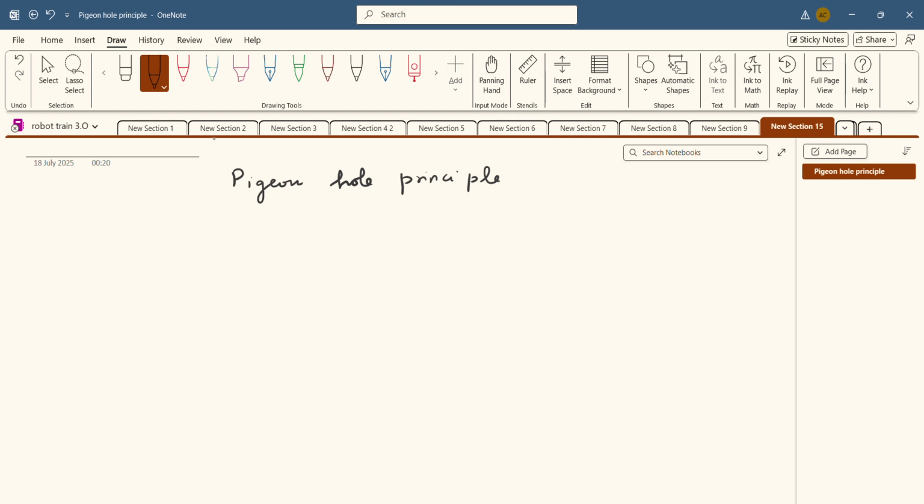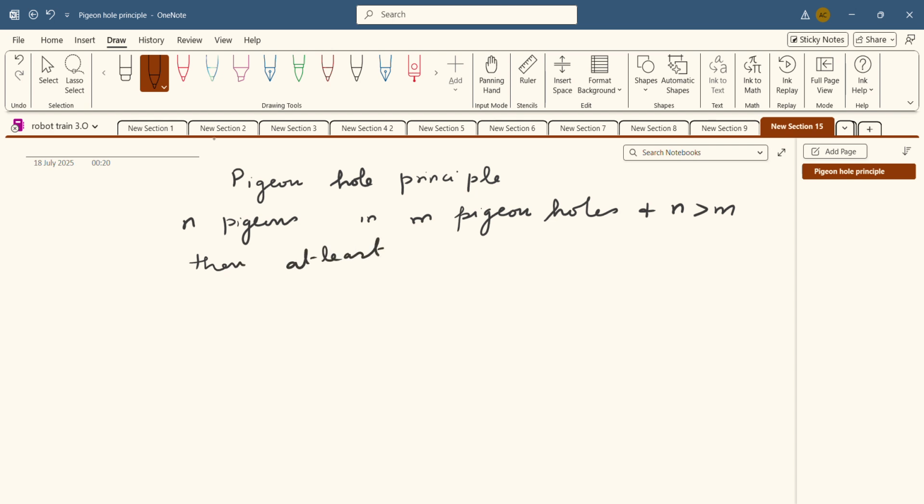Today we talk about a new topic, the pigeonhole principle. If n pigeons are accommodated in m pigeonholes and n is greater than m, then at least one pigeonhole will contain two or more pigeons.